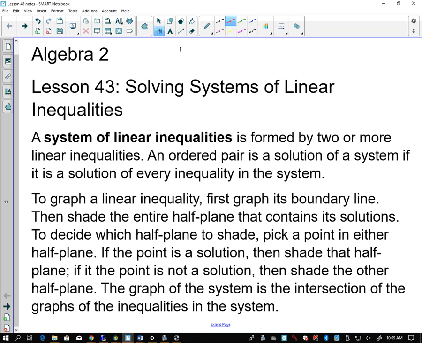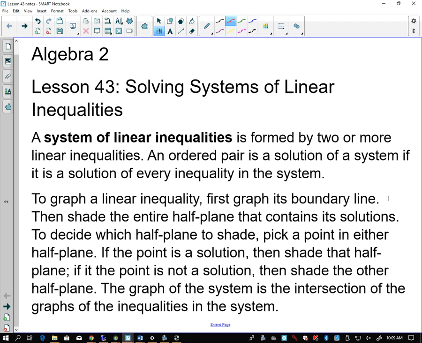You first graph that boundary line, so you graph the equation line. You shade whichever half plane needs to be shaded, so whichever side of it is the solution to that linear inequality. And then you graph the other linear inequality, and you shade whatever half plane works for that one. If the point is a solution, you shade that half plane. If the point's not a solution, you shade the other half plane. The graph of the system is the intersection of the graphs of the inequalities in the system. So it's really not terribly complicated.